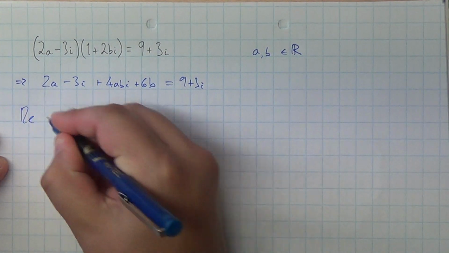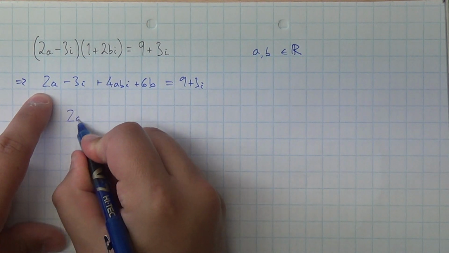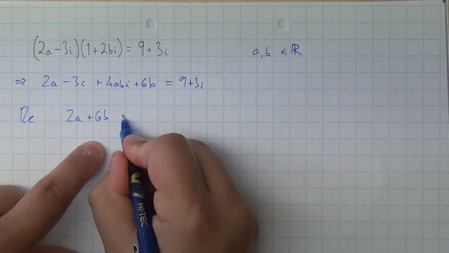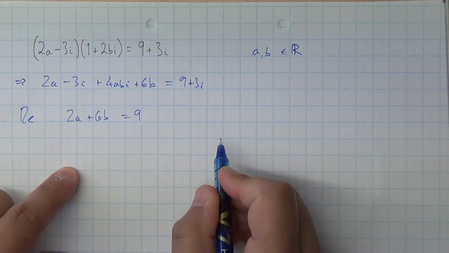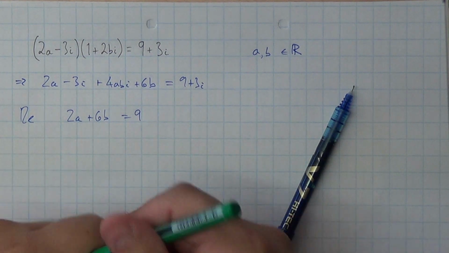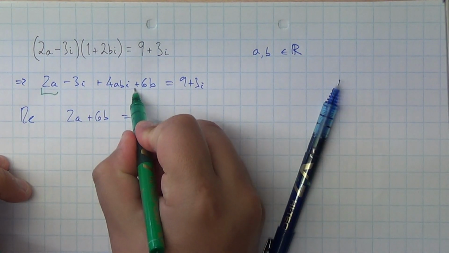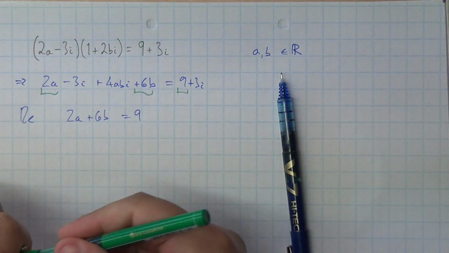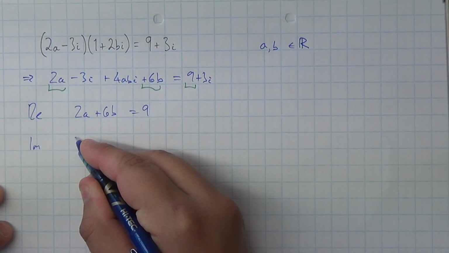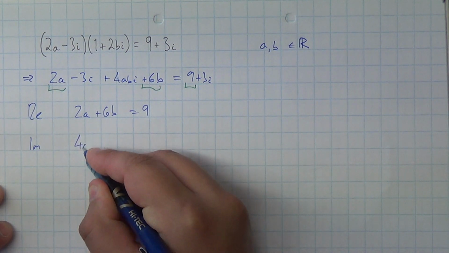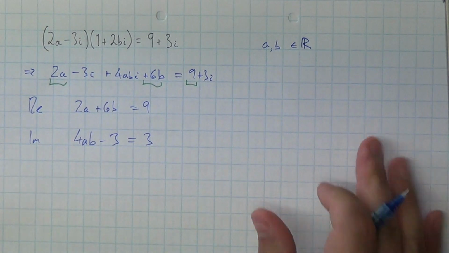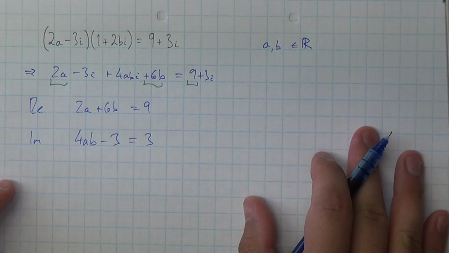So the real part of this is 2a and 6b, they're the bits without i in, and that must equal 9. So that's just taking these real parts and separating them as their own equation. The same with the imaginary parts, and I'm going to swap the order to make it positive. We get 4ab take 3 is 3. So now this pair of equations we can solve simultaneously.